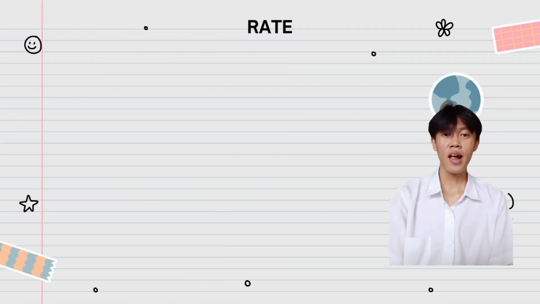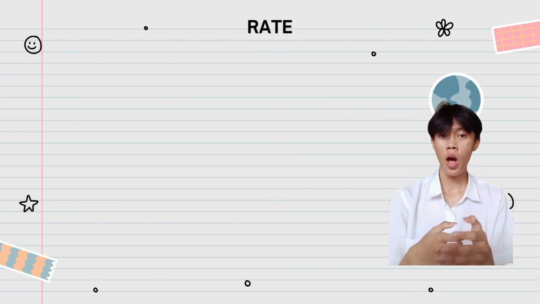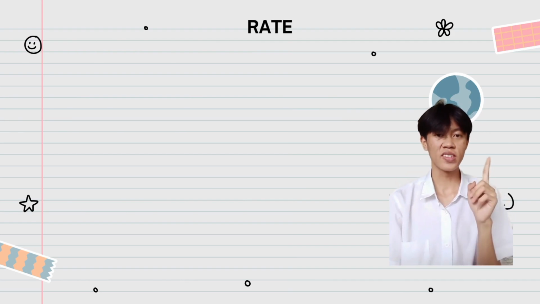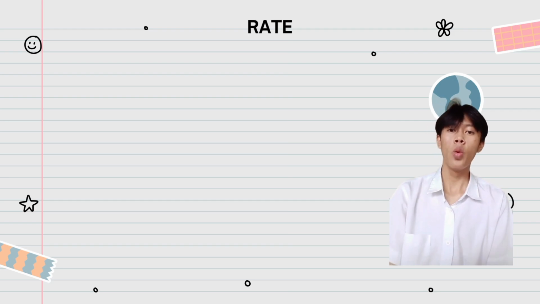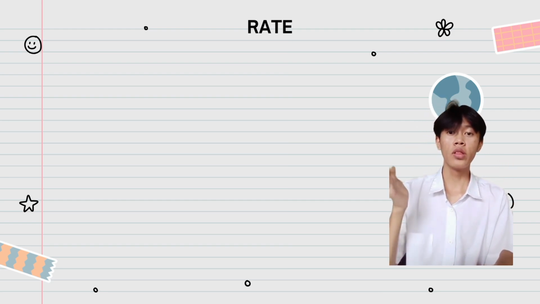Alright, let's talk about rates. So a rate is a special type of ratio where the units are different. Generally speaking, when we work with rates, we're going to be talking about unit rates.